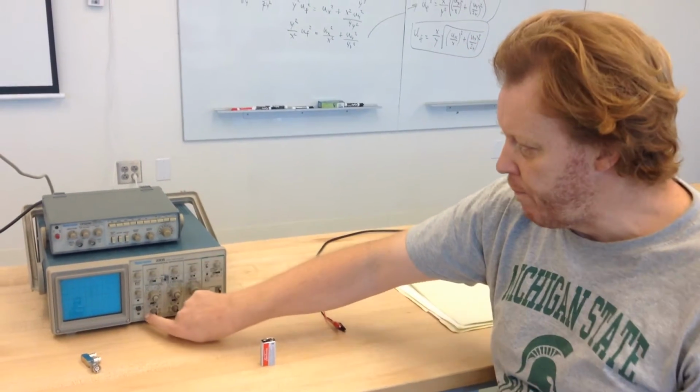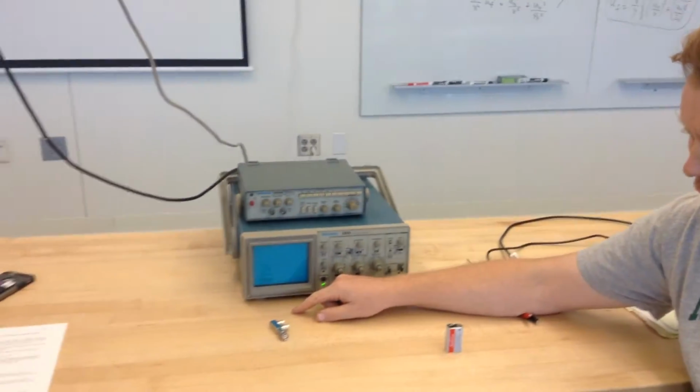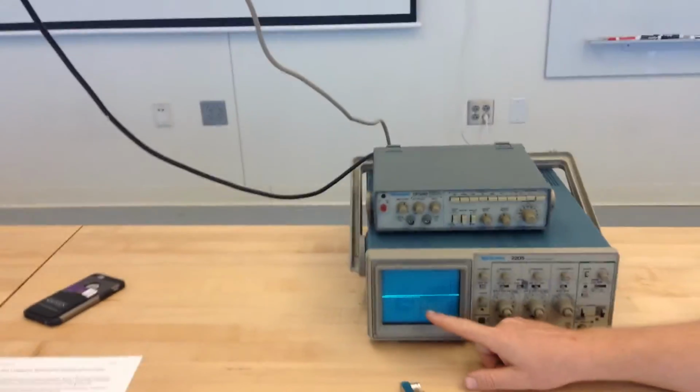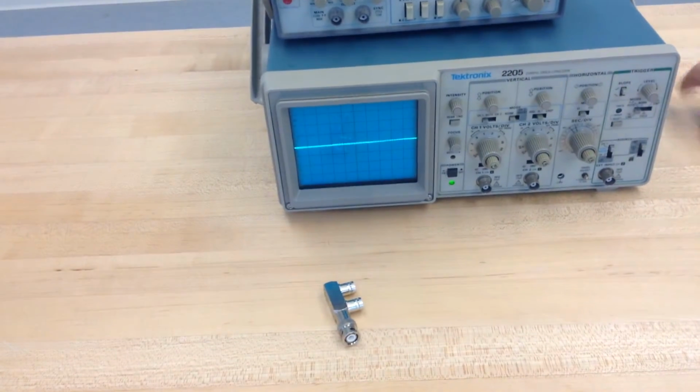Okay, I'm going to turn it on, and you'll notice that a green line comes up here eventually. There it is. This is a voltmeter. It's a voltmeter for time. Let's see what we mean by that.